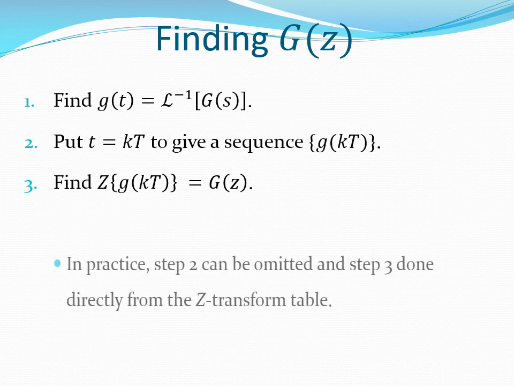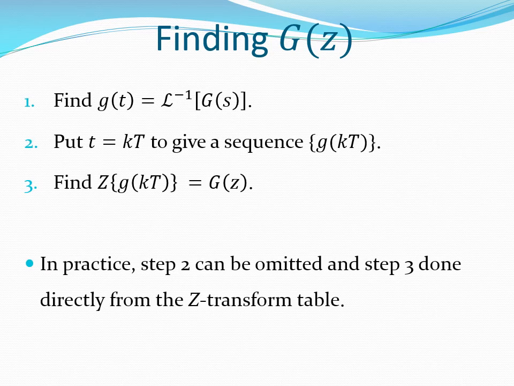To get G(z), we can follow these three steps. Step number 1, we determine the inverse Laplace transform of G(s) to get g(t). Step number 2, we replace t with kT in the expression for g(t) to get the sequence g(kT). Step number 3, we determine the Z transform of the sequence g(kT) to get G(z). In practice, we can skip step number 2 and obtain G(z) directly from g(t) using Z transform tables.